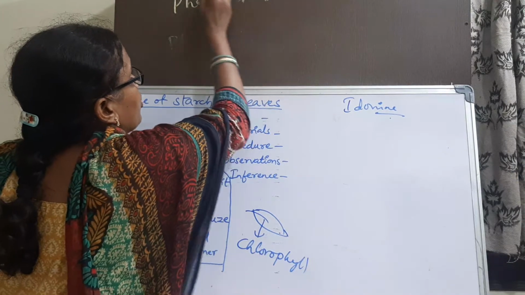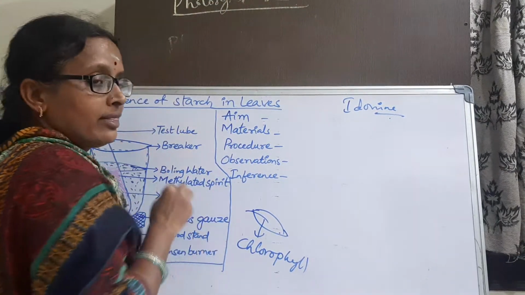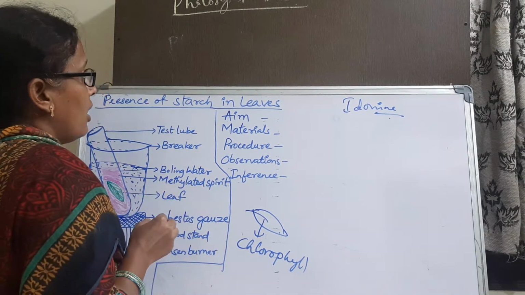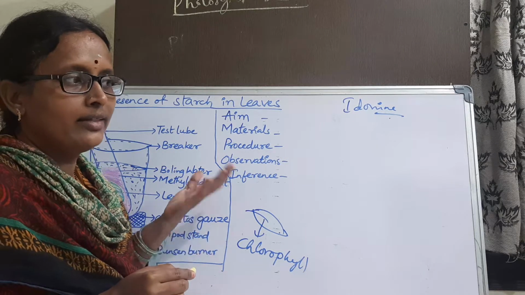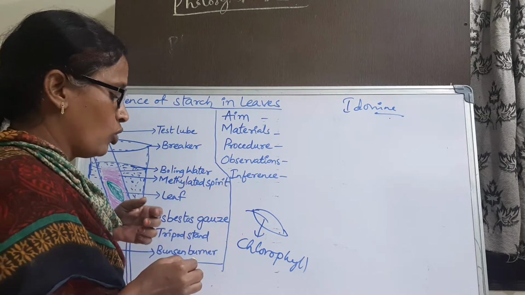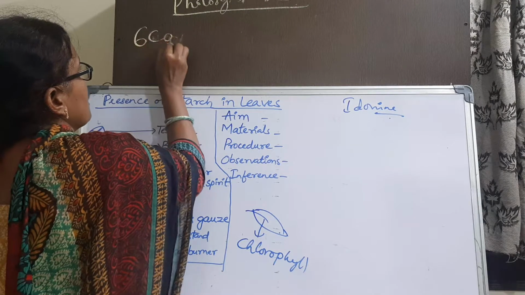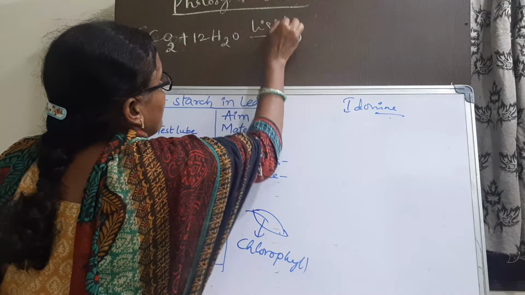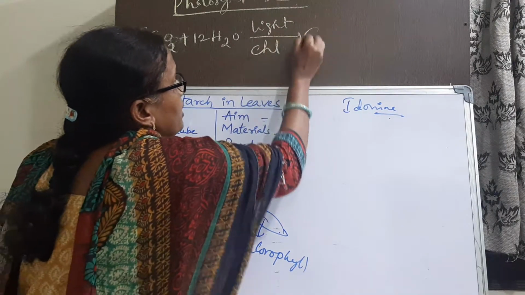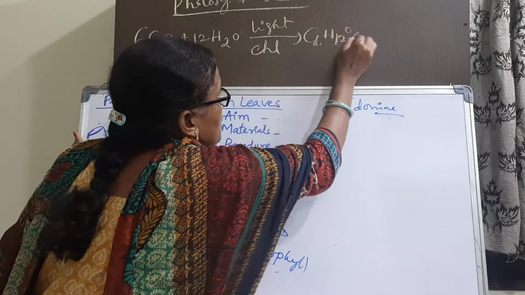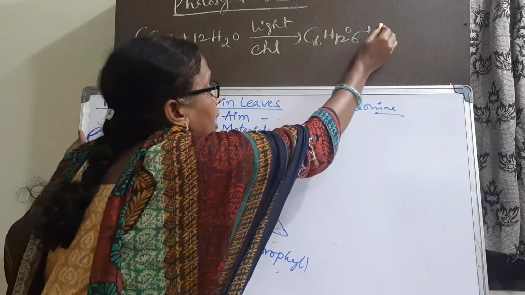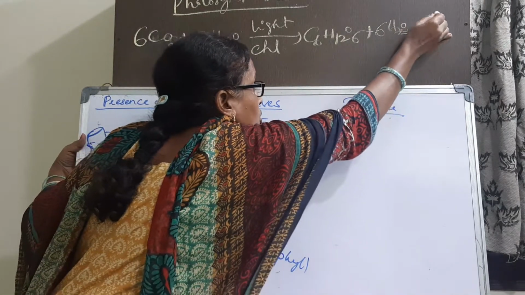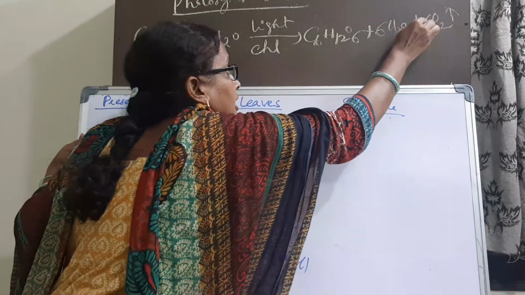Photosynthesis is the process by which green plants prepare food materials by using inorganic compounds like carbon dioxide and water in the presence of light and chlorophyll. So this is the equation: 6CO2 + 12H2O, in the presence of light and chlorophyll, form C6H12O6, that is glucose, and 6 molecules of water, plus 6O2 is released into the atmosphere.